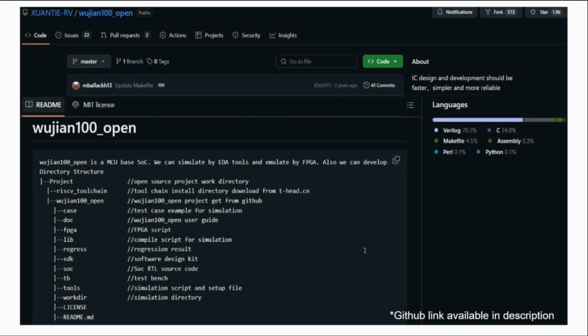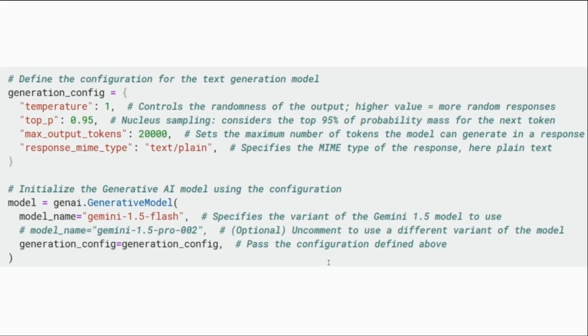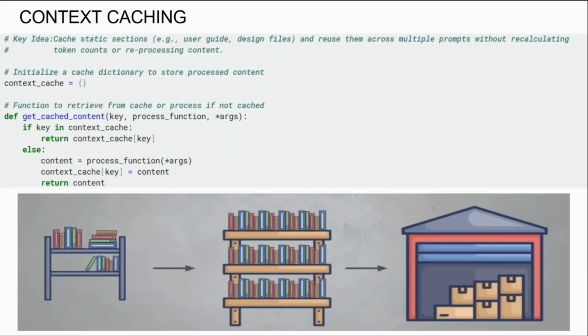For the demonstration I have chosen Wujian 100% Open, which is an open-source system on chip design developed by T-Head. And I have chosen Gemini 1.5 Flash as the generative model. I have implemented context caching, which is a computational strategy used to improve efficiency by storing and reusing portions of context or data that are repeatedly used in tasks involving generative AI models.